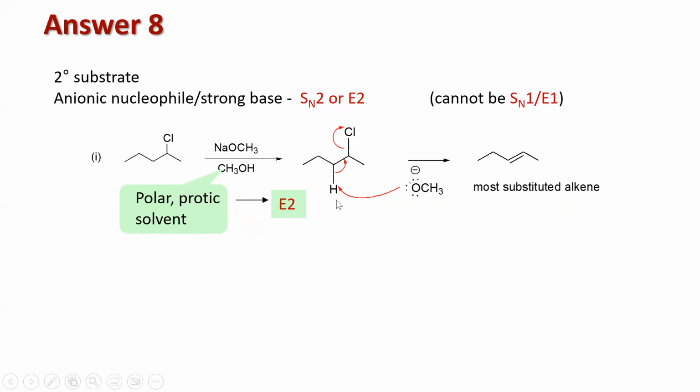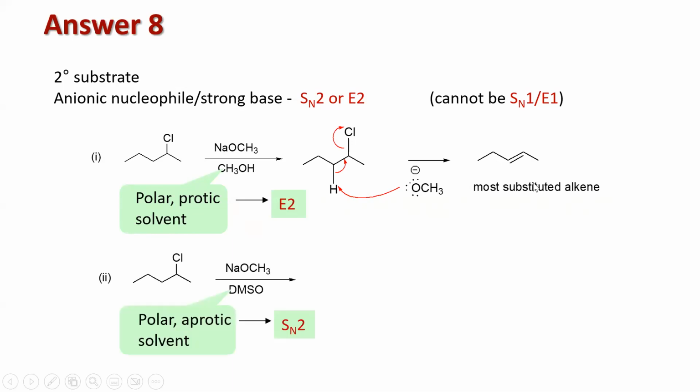Anti-periplanar arrangement, or trans arrangement. The most substituted alkene is obtained, right? And in this case, this is a polar aprotic solvent. So with aprotic solvent conditions, E2 cannot take place. With these aprotic solvents, SN2 is preferred. I have explained that in one of my previous slides.